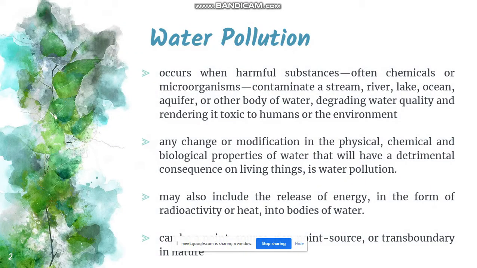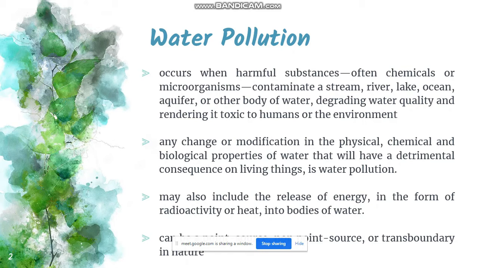Water pollution occurs when harmful substances, often chemicals or microorganisms, contaminate a stream, river, lake, or ocean, aquifer, or other bodies of water, degrading water quality and rendering it toxic to humans or the environment. Sa ibang definitions, it is any addition or any introduction of or any modification of the physical, chemical, and biological properties of water that will have detrimental consequences on living things. This is called water pollution.